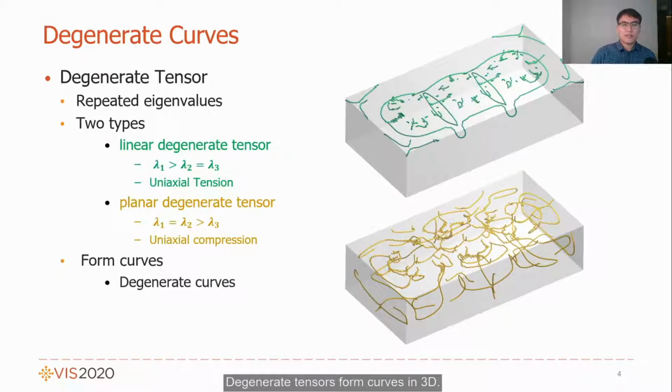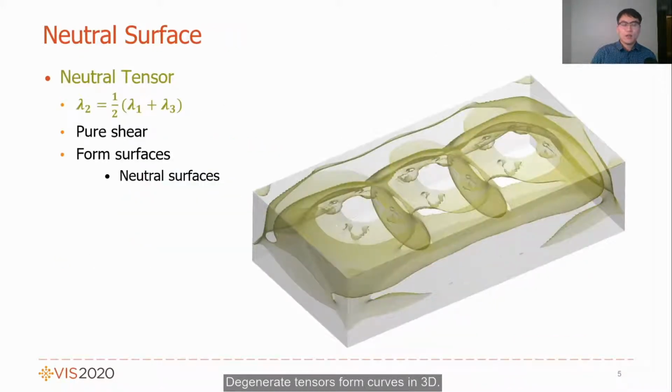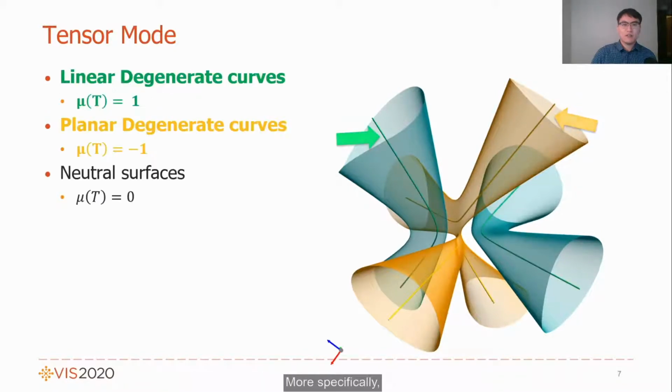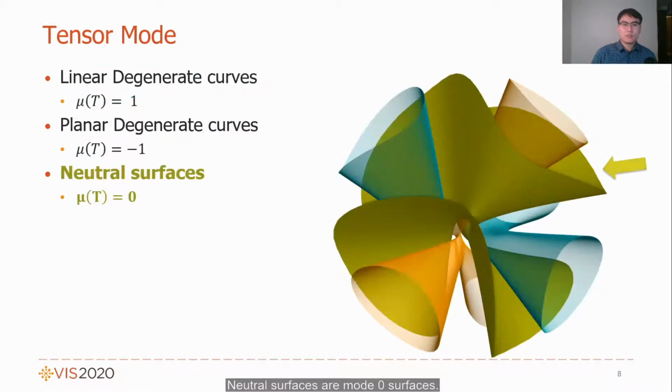Degenerate tensors form curves in 3D. Neutral tensors correspond to pure shear in solid mechanics, and they form surfaces. Degenerate curves and neutral surfaces are special isosurfaces of the tensor mode function. More specifically, linear and planar degenerate curves correspond to mode 1 and mode -1 surfaces. Neutral surfaces are mode 0 surfaces.